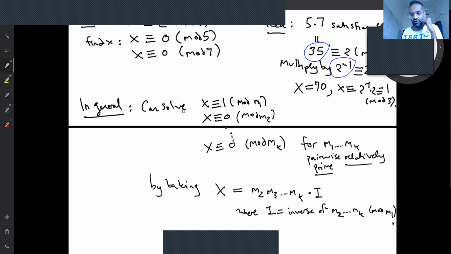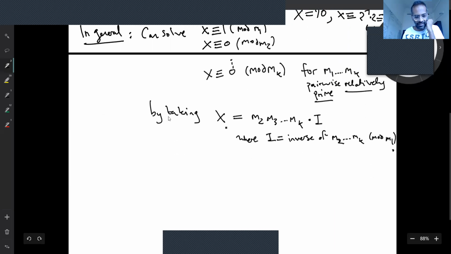Okay, so you can always solve a system like this where exactly one of the right-hand sides is 1 and the other ones are 0. So any questions about this observation? Right, and then the proof of this is obviously x is congruent to 0 modulo m2, m3, m4 because of this product, and it's congruent to 1 modulo m1 because of this inverse.